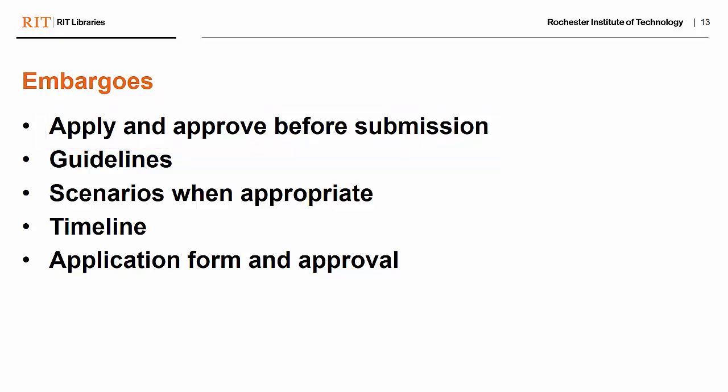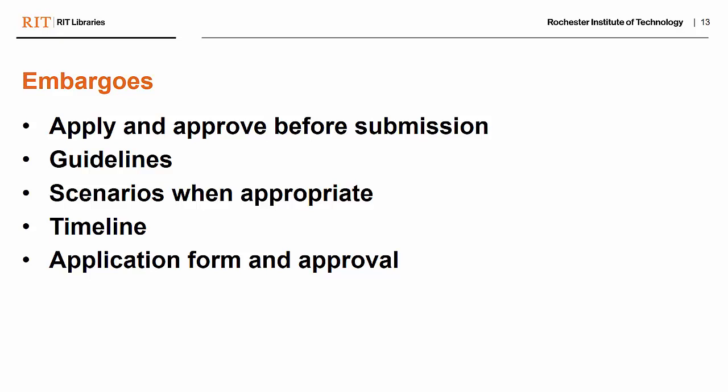Embargoes can be granted for up to 12 months from the date of submission, and are most often granted when there is either proprietary information published in a thesis, or when a portion of your thesis is included in a patent application. In order to embargo your thesis or dissertation, you must apply using the form found on the Embargoes page of the Thesis Submission Guide.